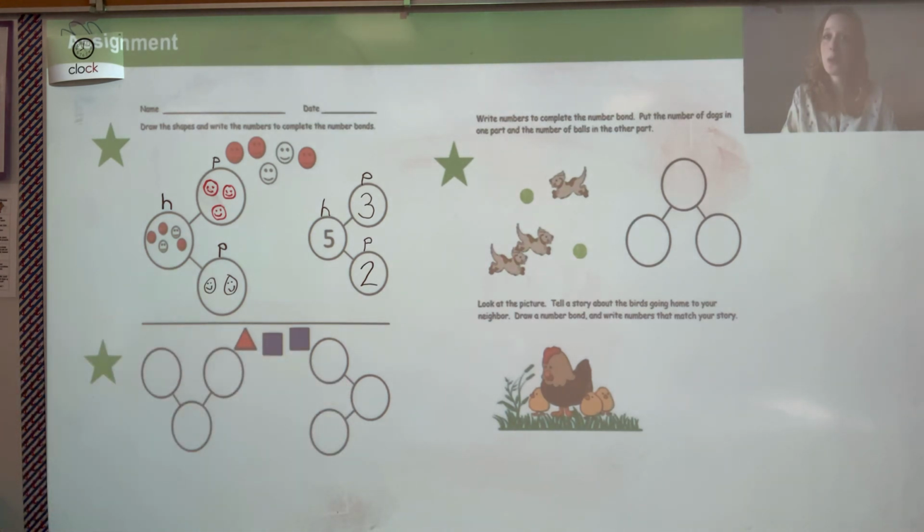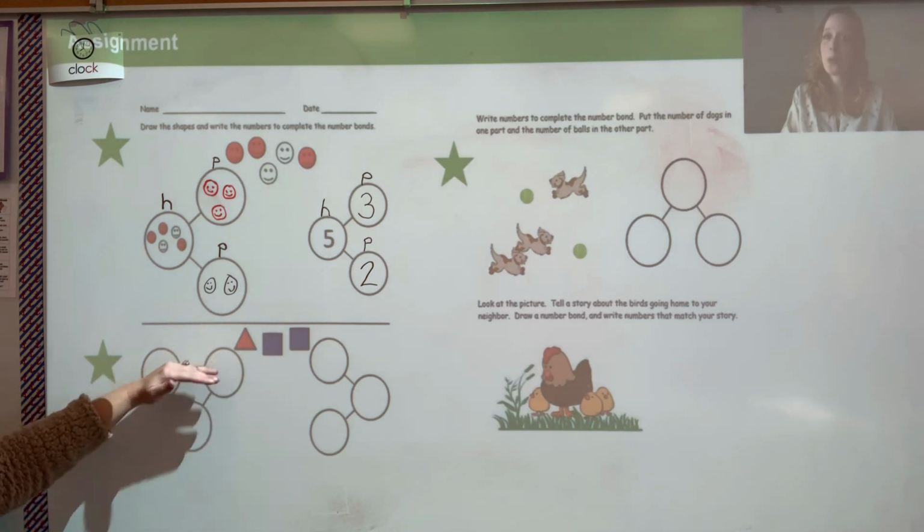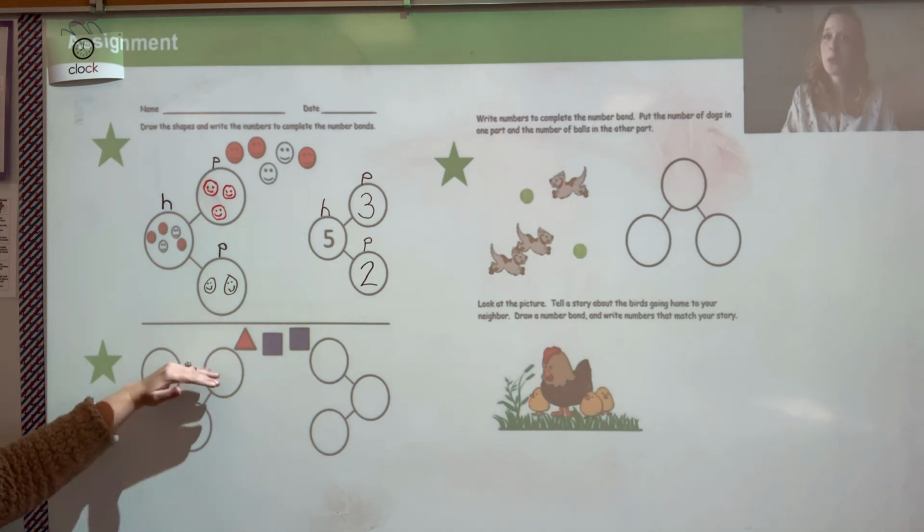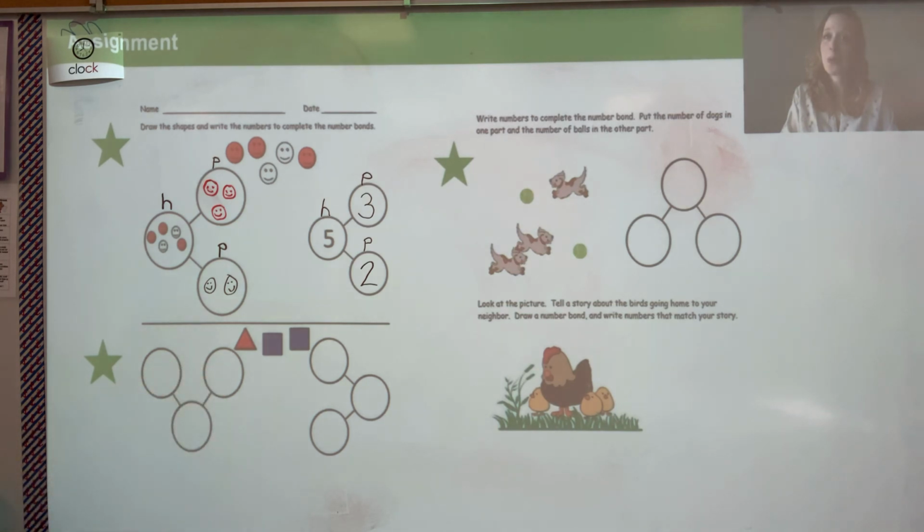Oh my goodness, my number bonds are going all different ways and they haven't done any for me. Well, I think I can label it. Which part is the whole? The top or the bottom circle? Raise your hand and tell me. Which part is the whole? The top 2 circles or the bottom circle?